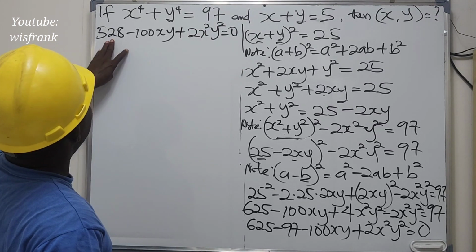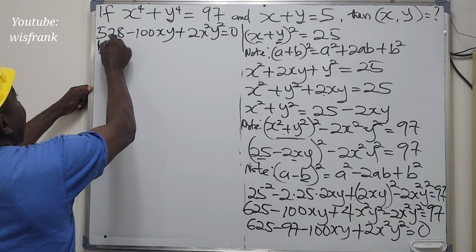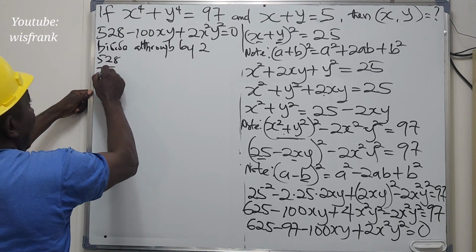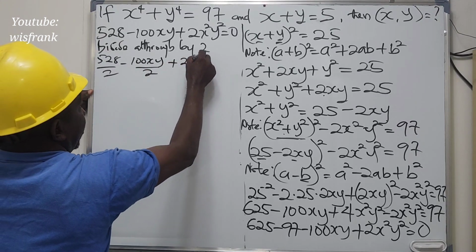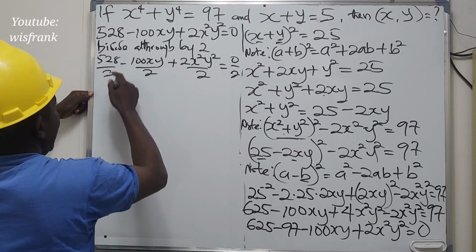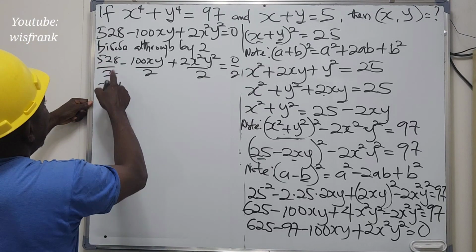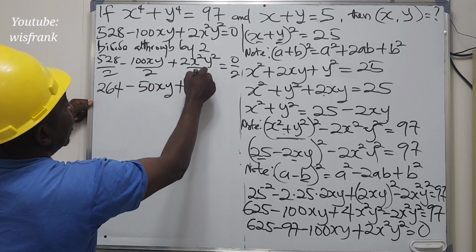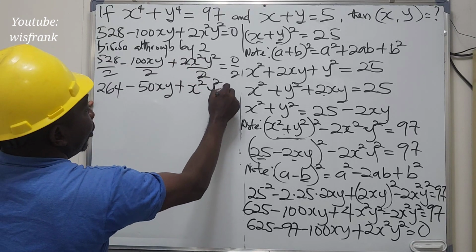We can see that there is a multiple of 2. We can divide all through by 2. So this will become 528 all over 2 minus 100xy all over 2 plus 2x to the power of 2 y to the power of 2 all over 2 equals 0 all over 2. So this will give us 264, then minus 50xy, then plus, the 2s cancel here, and it will give us x to the power of 2 y to the power of 2 equals 0.